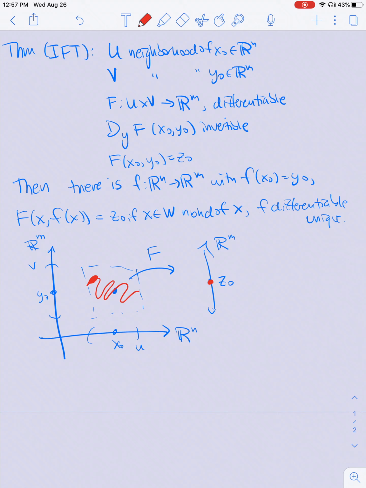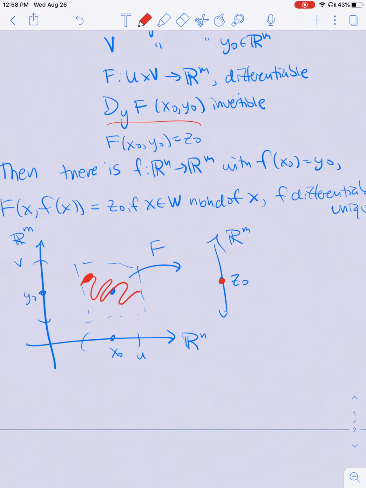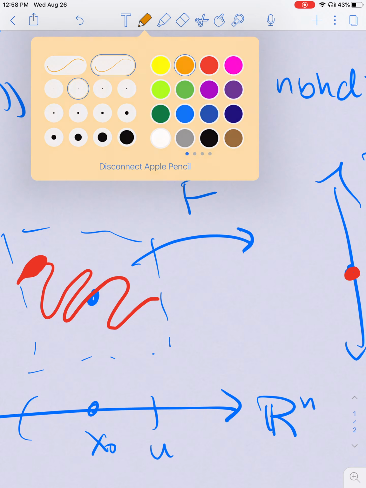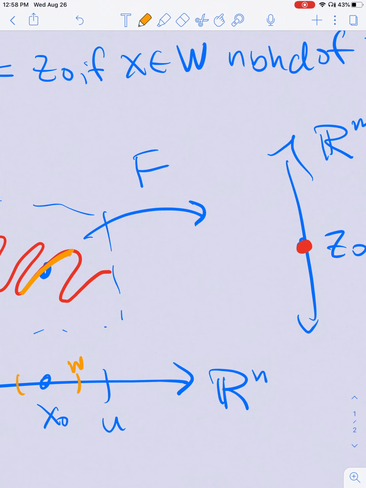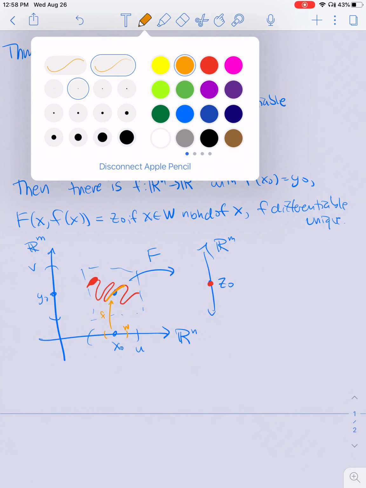since f might not be super differentiable or nice, not necessarily not differentiable, but not super nice away from (x naught, y naught). But since we're assuming that d_y f is invertible at (x naught, y naught), what this tells me is if I zoom in close enough to the point (x naught, y naught), there's some neighborhood, maybe a smaller neighborhood W of x naught, on which I can actually draw the level set of z naught as the graph of a function f. So that's what we're going to be proving. And we'll do some examples that will really drive this point home.